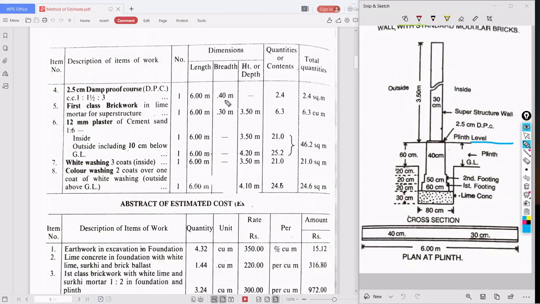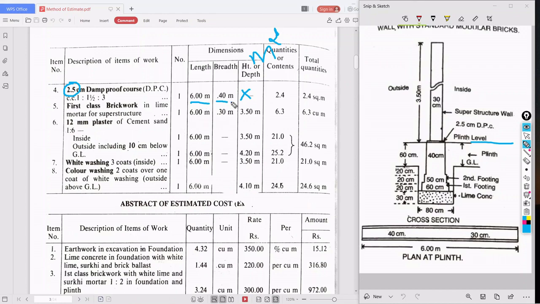Here we are not taking height because it is a square meter unit. The thickness is already specified. We are telling it as 2.5 centimeter DPC, so length is 6 meter, and breadth is 0.40. Since I already mentioned 2.5 centimeter here, if you write height again, it will be wrong.